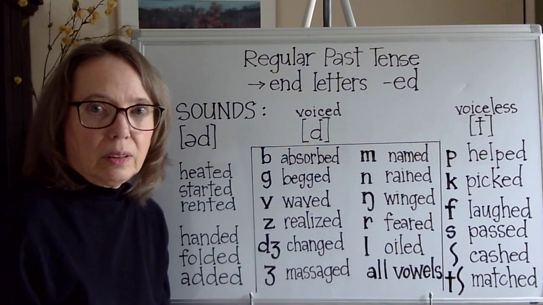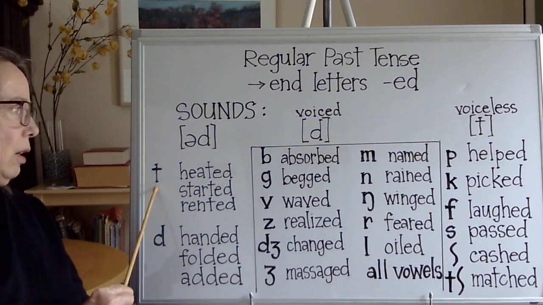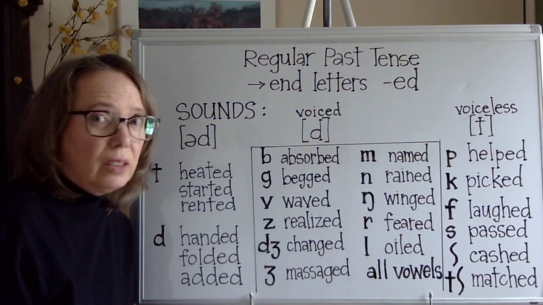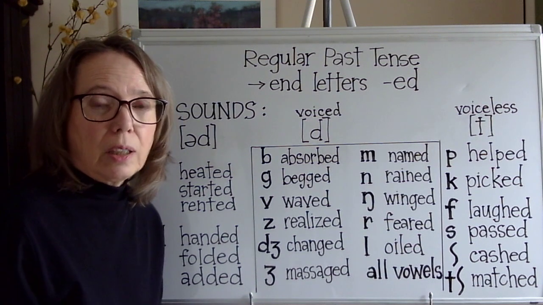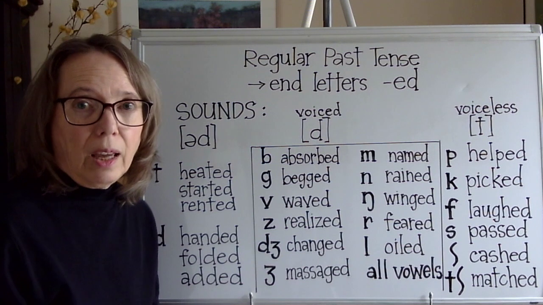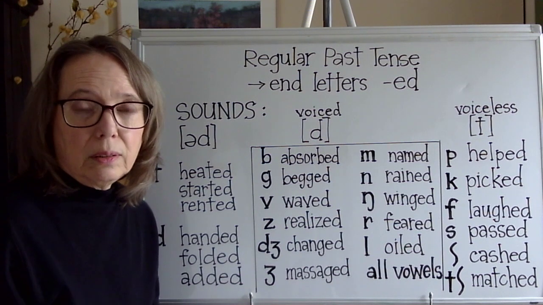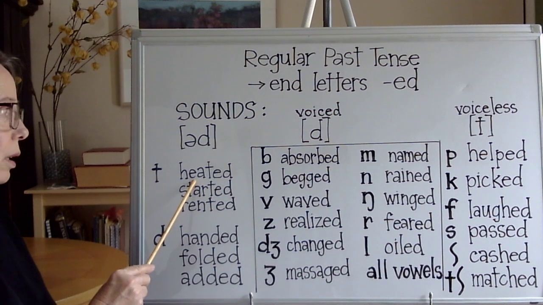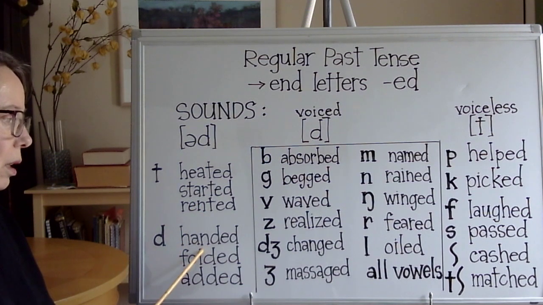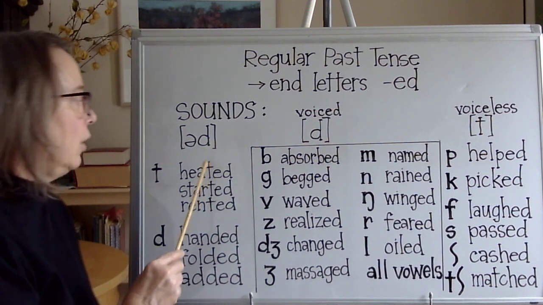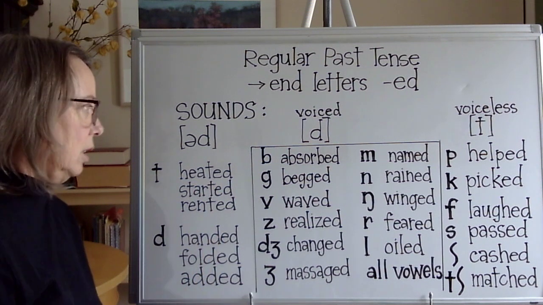When we use id, we are looking at the final sound of the verb. And if that final sound is a T or a D sound, then we're going to use id. Heated, started, rented, handed, folded, added. See, these end with a T and these end with a D.